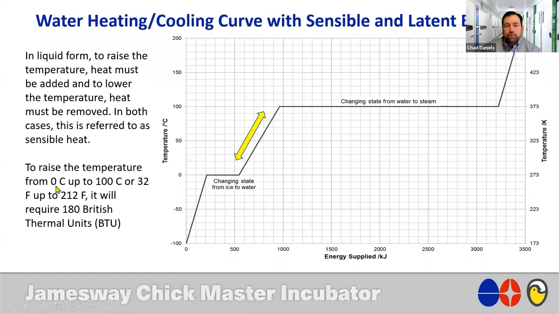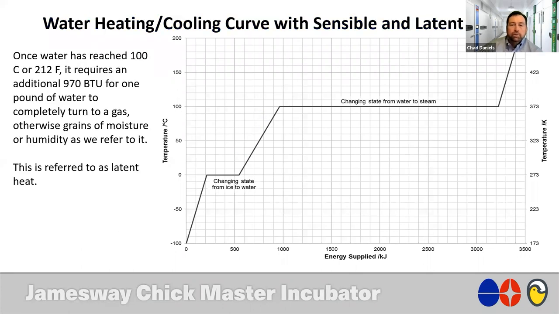So to raise the temperature from 0 Celsius, which is here, up to 100 Celsius, or from 32 Fahrenheit up to 212 Fahrenheit, we're going to require the use of 180 BTUs. Now, keep in mind, that's only for 1 pound of water. So we're not talking a huge volume of water. We're talking a calculation of 1 pound of water. As we use this chart a little farther, once this water reaches 100 Celsius or 212 Fahrenheit, it takes an additional 970 BTUs for 1 pound of water to completely turn to a gas.